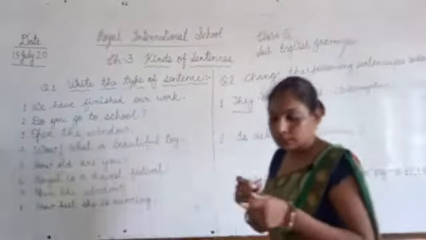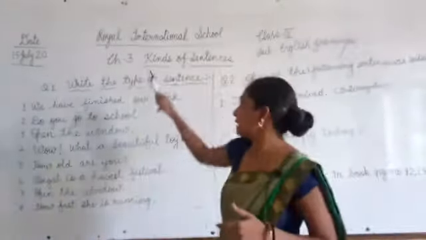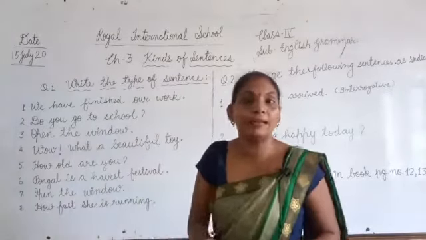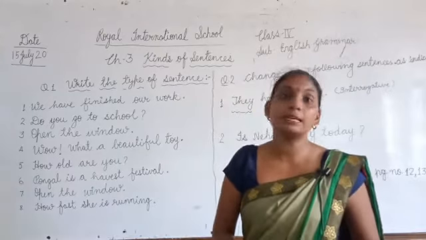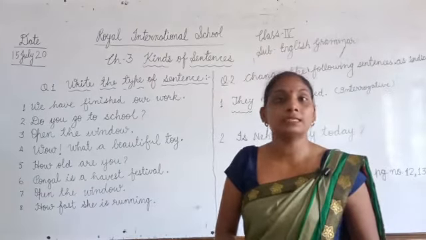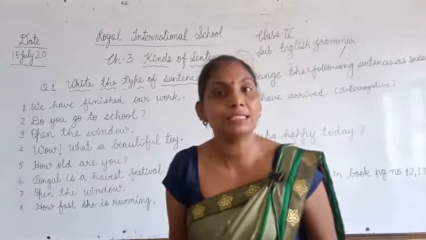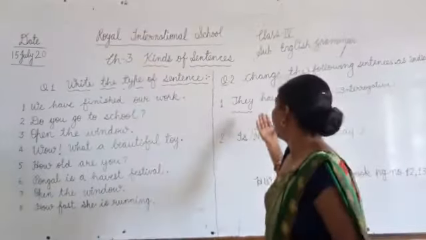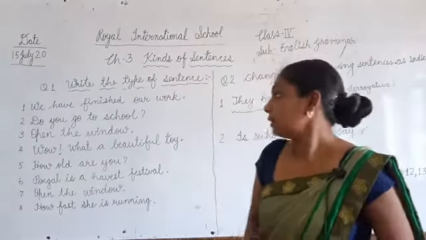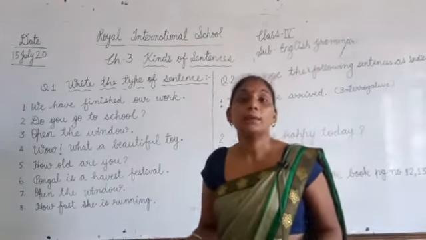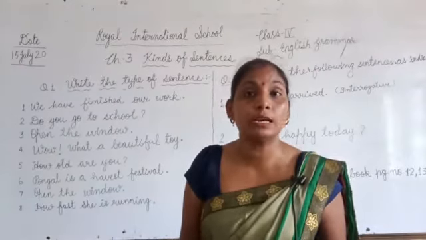Is that clear, students? Now, in our previous video, we talked about the kinds of sentences. As you know very well, there are four kinds of sentences. The first one is assertive, the second is interrogative, the third is imperative, and the fourth and last is exclamatory. Is that clear, students?